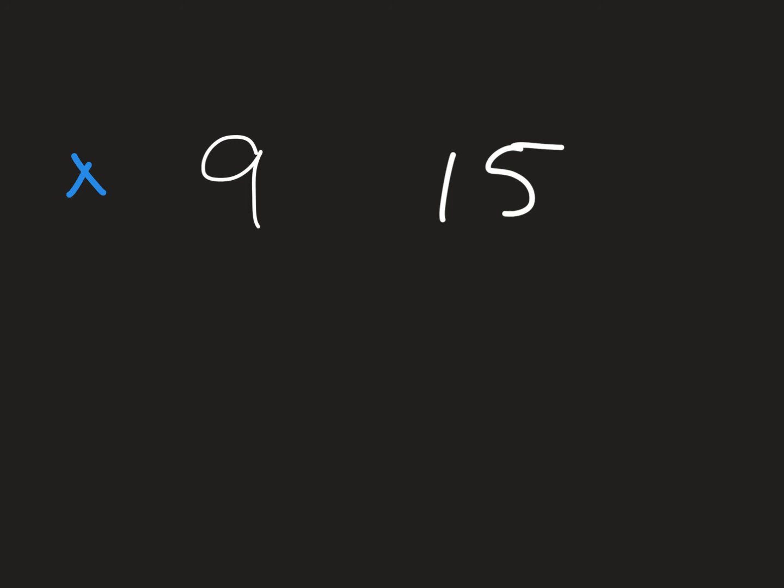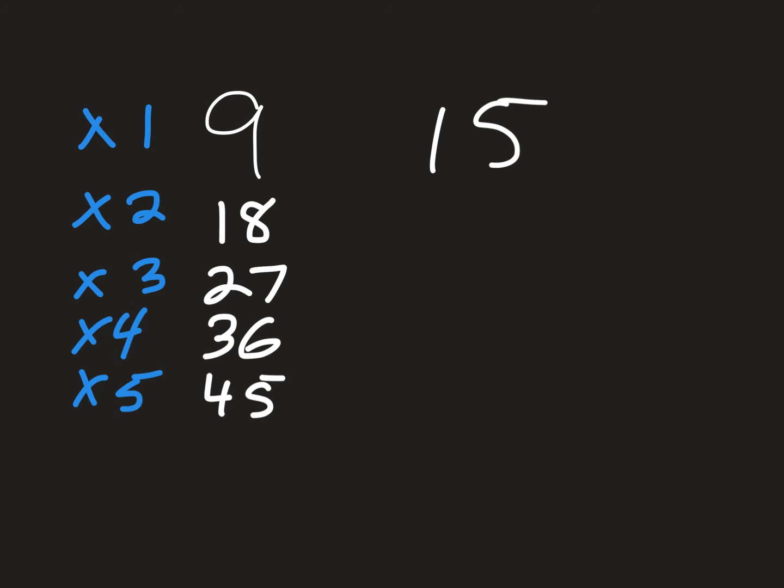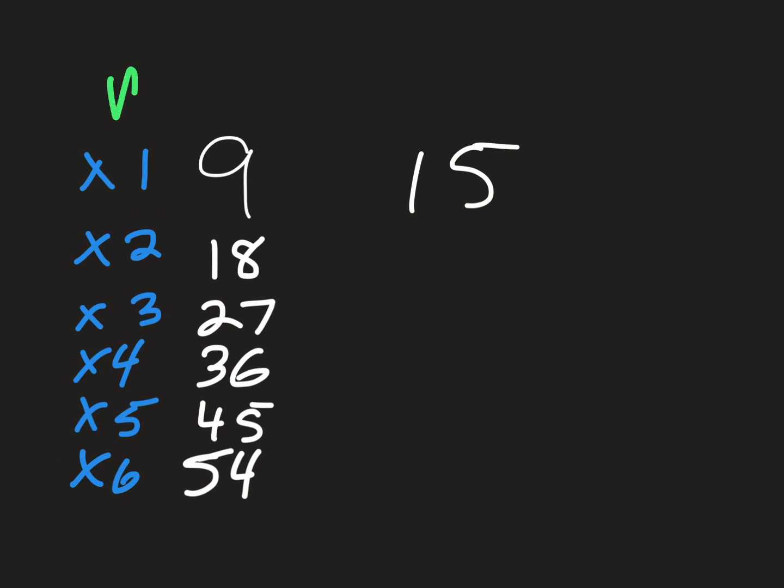So because 9 times 1 is 9, 9 is a multiple. 9 times 2 is 18. 9 times 3 is 27. 9 times 4 is 36. 9 times 5 is 45. And 9 times 6 is 54. So I'll stop there for now and see whether or not that's going to be enough. So first of all, those are the different multiples of 9.